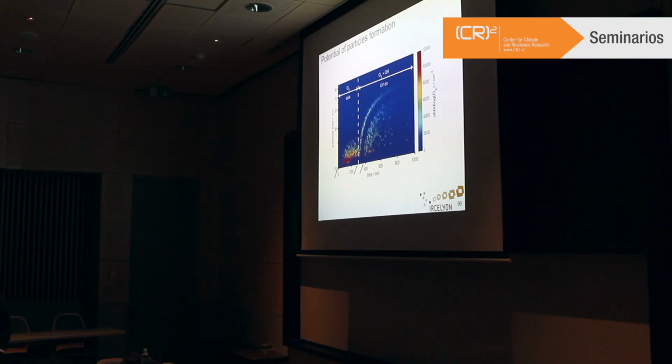We are emitting VOCs, and when we inject ozone, photochemistry was taking place before time zero, and at time zero we inject ozone in the dark. We are making small particles. Then we switch the light on again and inject ozone a second time. We are making even more particles.